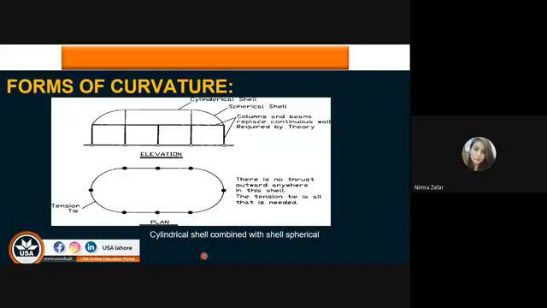So this is a cylindrical shell combined with the spherical shell. This is the cylindrical shell and this is the spherical shell. And there are columns and beams. These are the columns and this is the beam. And we have provided the tension tie here. Like it will be somewhere here.